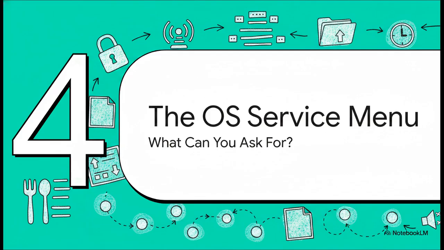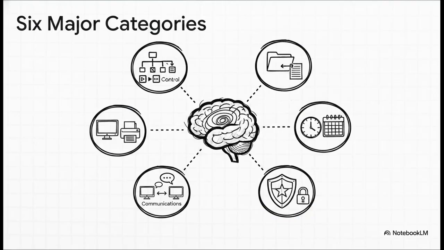So we know how a program asks for things, but what exactly can it ask for? What's on the operating system's menu of services? Well, they're usually grouped into 6 big categories. You've got process control, which is all about starting and stopping programs. File manipulation, that's for reading and writing files. Device management, for using things like your screen or a printer. Information maintenance, for getting the time or system data. Communications, for letting programs talk to each other. And finally, protection, which is all about managing permissions.